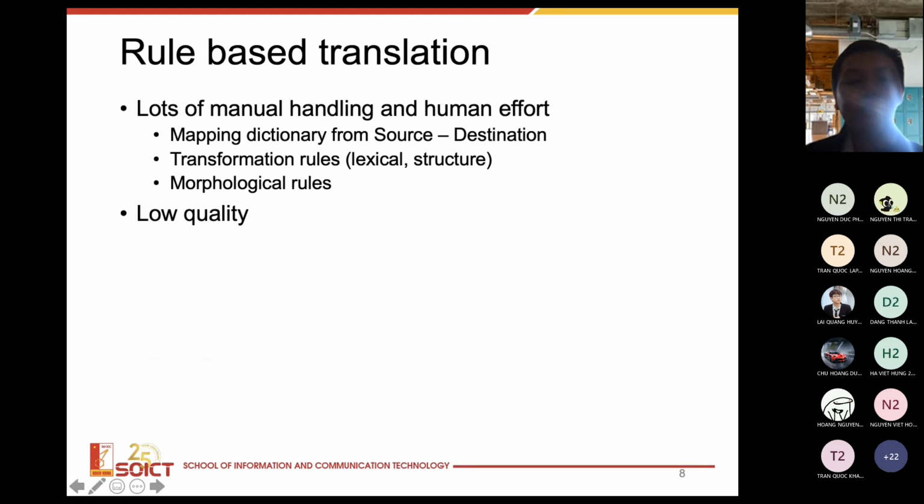So the rule-based system has a lot of disadvantages, and it requires a lot of manual handling and human effort. For example, you need to have a mapping dictionary from the source to the destination language, right? The target language, right? And you need transformation rules, the lexical rule, the structure rule, right? And also the morphological rule, right? So all of these are manual tasks, and it requires a lot of effort to maintain such mapping and such transformation and morphological rules.